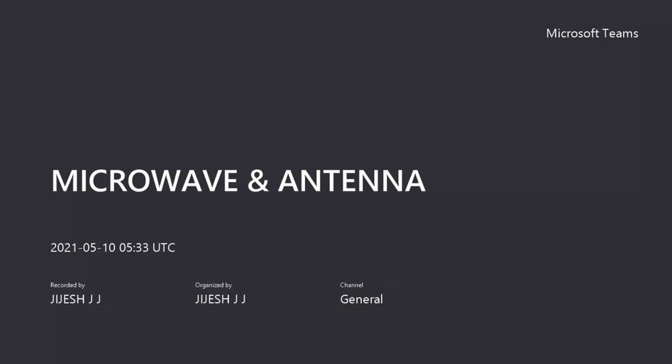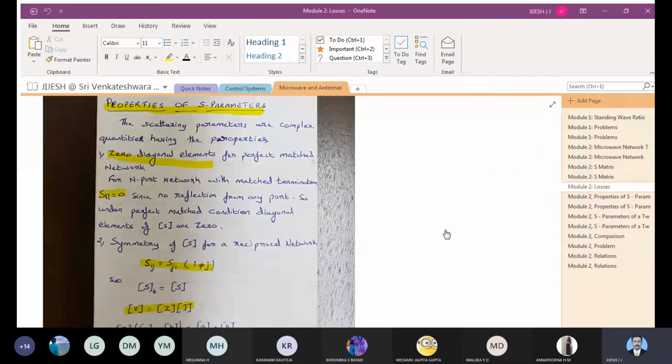We'll start with the properties of S parameters. Last class we have been discussing the properties of S parameter, and we have discussed the first and second property almost. We'll continue from the starting and proceed with all four properties. And please mark it as very important for your internals as well as the university question paper.